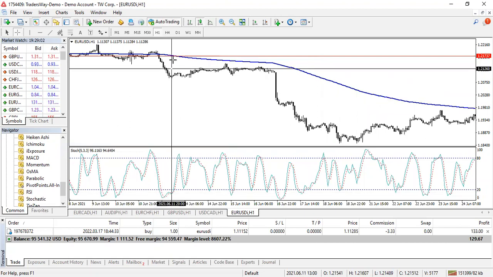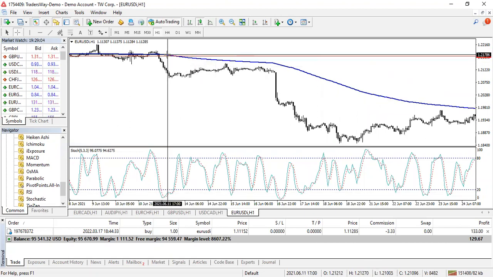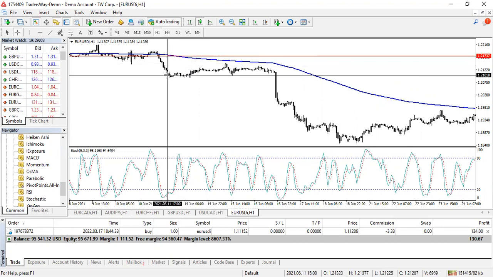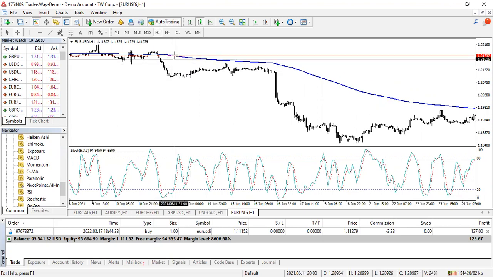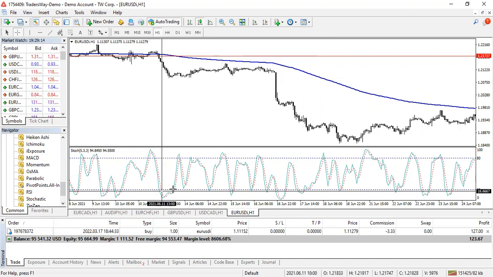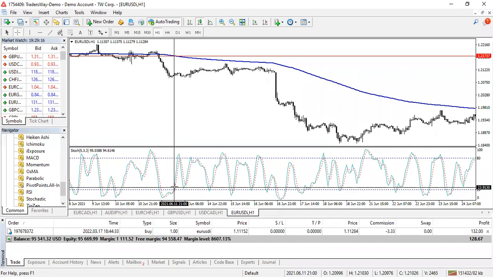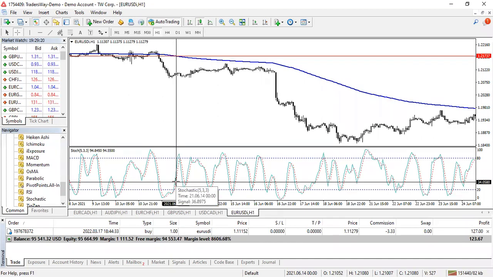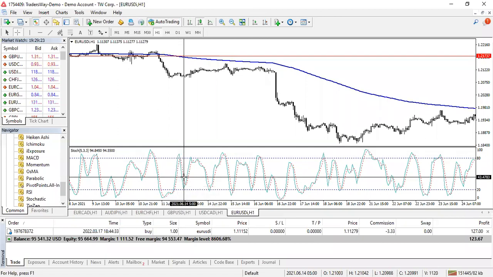But in my other strategy here, the 200 moving average tells me I can only sell because it is above the market. I can only sell, and this one tells me now I can buy. So I will not take any trade here. I will have to wait for the two confirmations to complete before I can enter any trade.